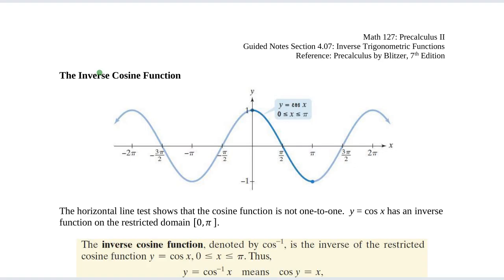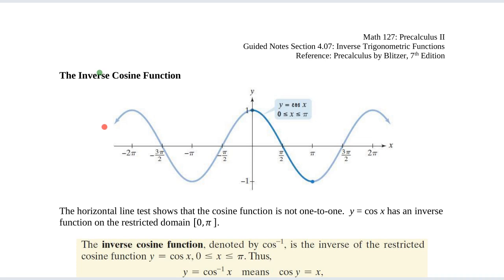Okay, so moving on to the inverse of cosine function. Like I mentioned, if you have watched part 1 of 4.7, you will have been introduced to the concept of the inverse function. It's very similar. Just like the sine function, cosine definitely is not one-to-one over the entire domain because the values repeat themselves.